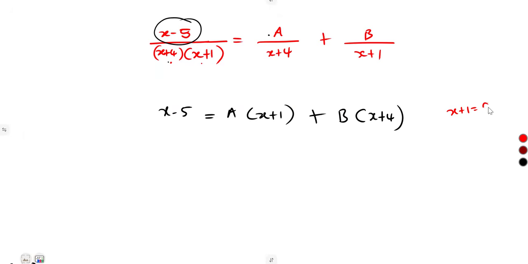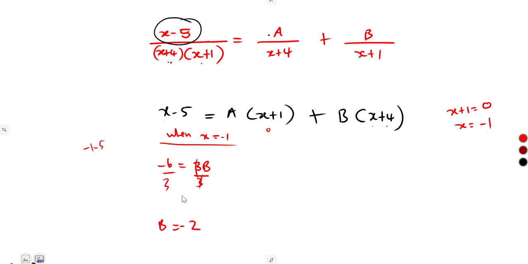When x plus 1 is equal to 0, it means x is supposed to be equal to what? Minus 1. So we can take that as an advantage to say when x is equal to minus 1, it means we have eliminated this bracket because it will be equal to 0. So here on the left hand side, we put minus 1: minus 1 minus 5, that's what? Negative 6. Minus 1 here plus 4, that's positive 3b. So we can find b by simply dividing by what? By 3. So that's a negative 2.